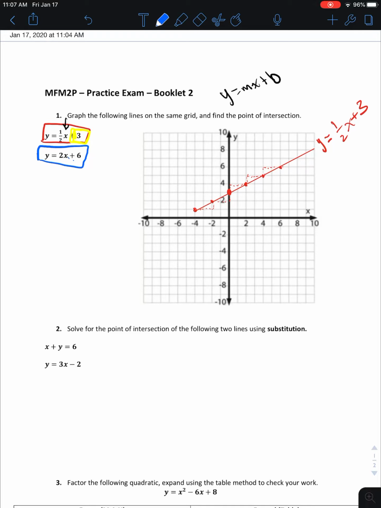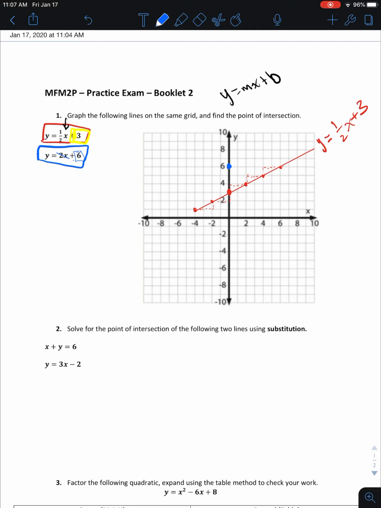You can ask yourself, what happens when I plug in x equals 0? Well, it cancels out. So it's 2 times 0, and that just means it crosses at y equals 6. So then I go and find that point, just like you did with this one. There it crosses at 6. And what's the slope this time?